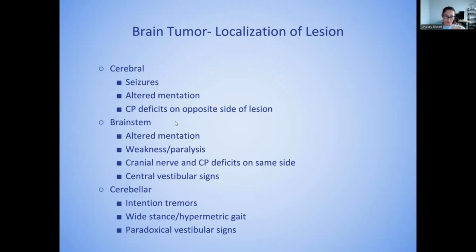The brain stem, so once you get past the forebrain, the cranial nerve and the proprioceptive deficits are going to be on the same side. So left-sided head lesion, you're going to have left-sided deficits. In addition to the altered mentation weakness that we can see elsewhere. And central vestibular signs can also be seen with the brainstem. Cerebellar, we can see kind of as we talked about with the vestibular disease, you will get intention tremors, the hypermetric gait, wide stance, as well as paradoxical vestibular signs.